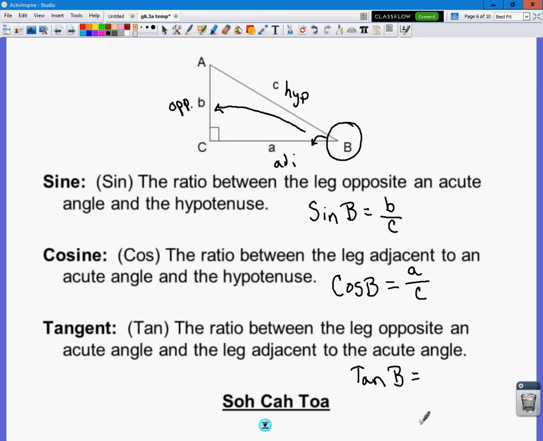The tangent of B is the ratio between the leg that's opposite the acute angle, so opposite of it was the little b, and the leg that's adjacent. The leg that's adjacent is the little a. And underneath you see this.